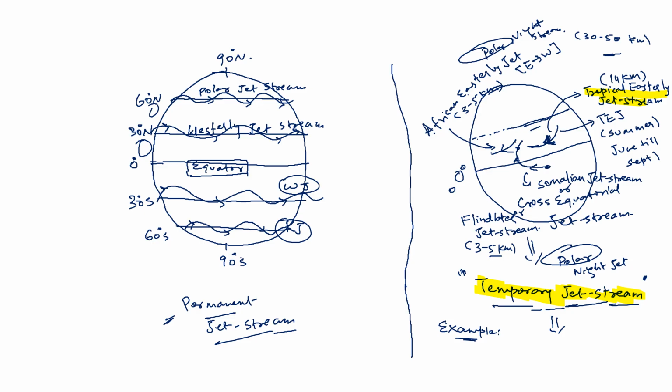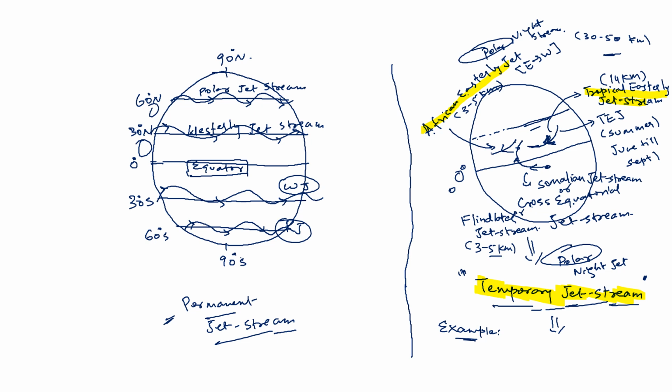That is the one question which comes to our mind, and what is the impact of it? Okay, it is not a permanent one. Second example of temporary jet stream starts from the Sahara Desert and moves to the West African coast, called the African Easterly Jet Stream. It flows at a height of only 3 to 5 kilometers and is found in the summer season.